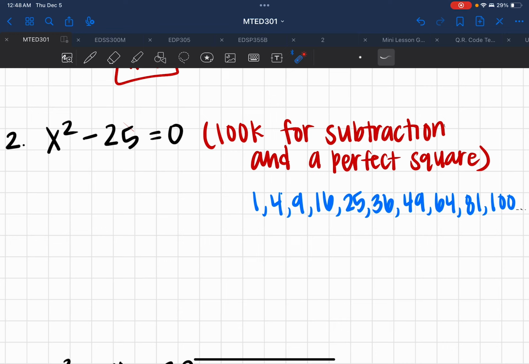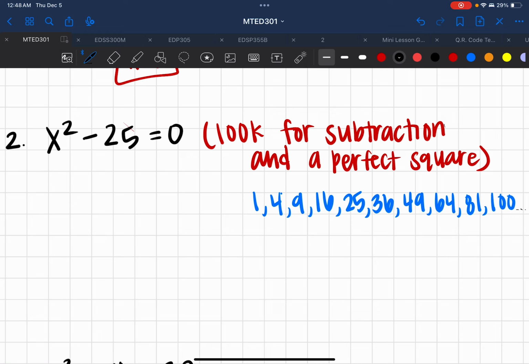I have some of my perfect squares jotted down right here in the corner, which is just 1, 4, 9, 16, 25, 36, 49, and so on. This list goes on. All this means is a perfect square is that we can take the square root of this number and it'll give us a really nice number.